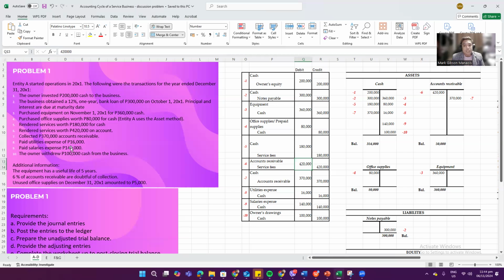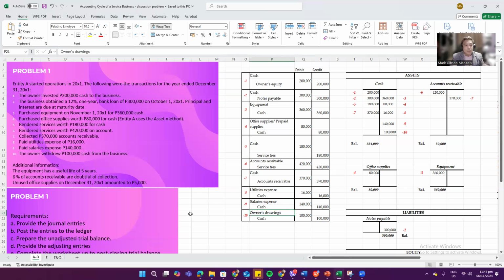Next, paid utilities expense. So debit utilities expense, credit cash for 16,000. Paid salaries expense, so debit salaries expense, credit cash for 140,000. The owner withdrew 100,000 cash from the business. So debit owner's drawing and then credit cash for 100,000.